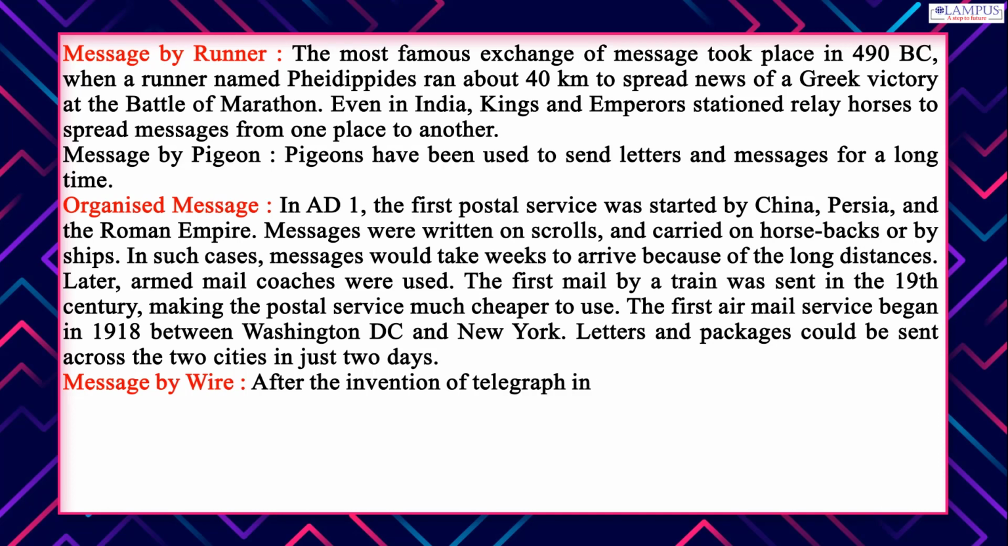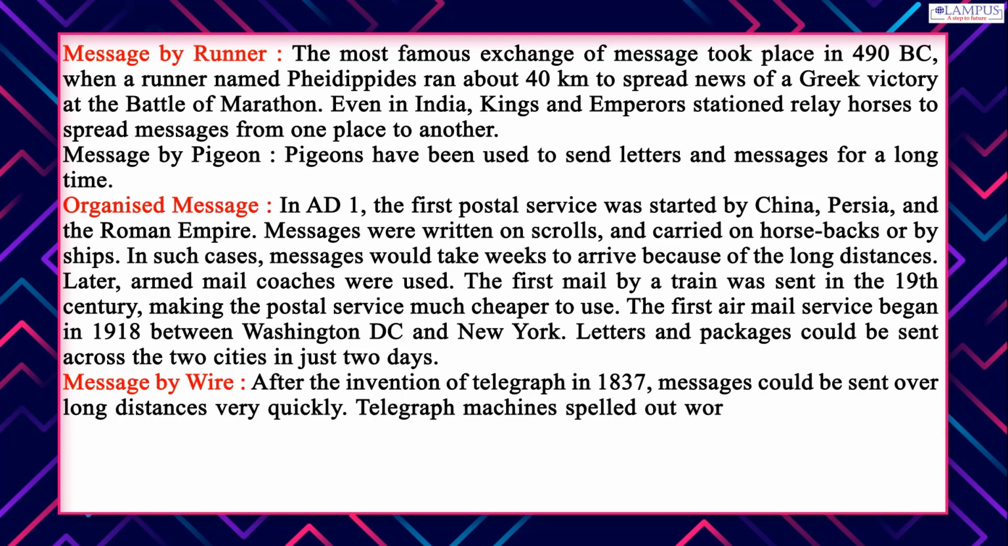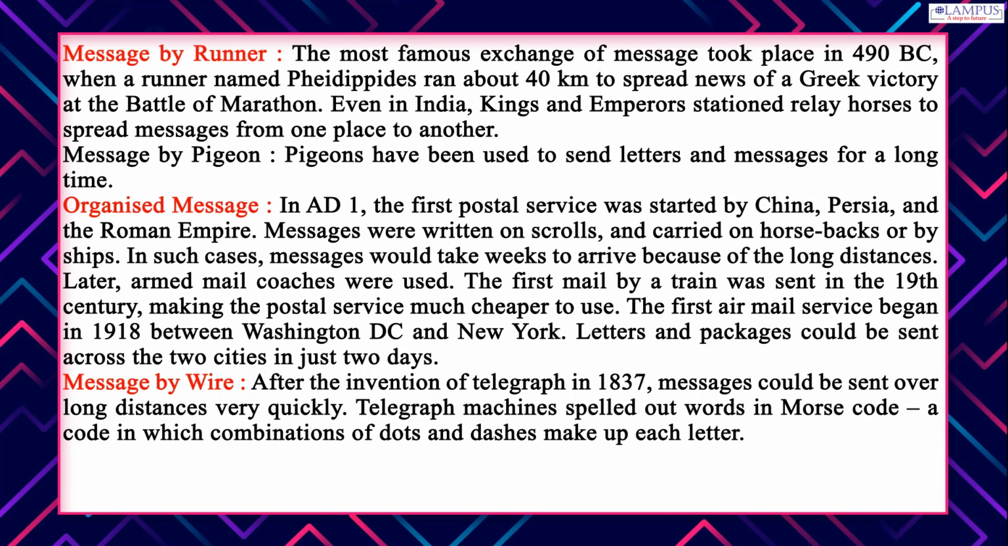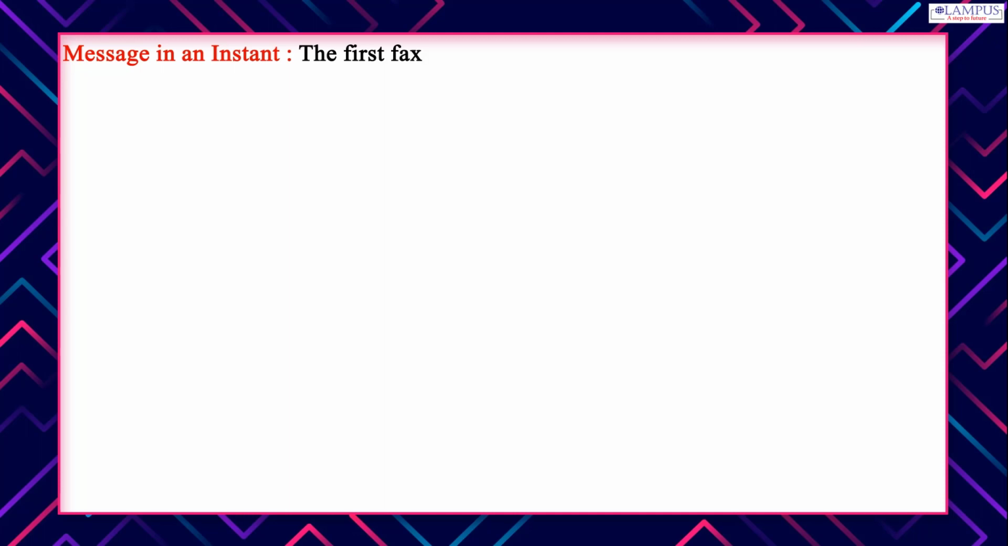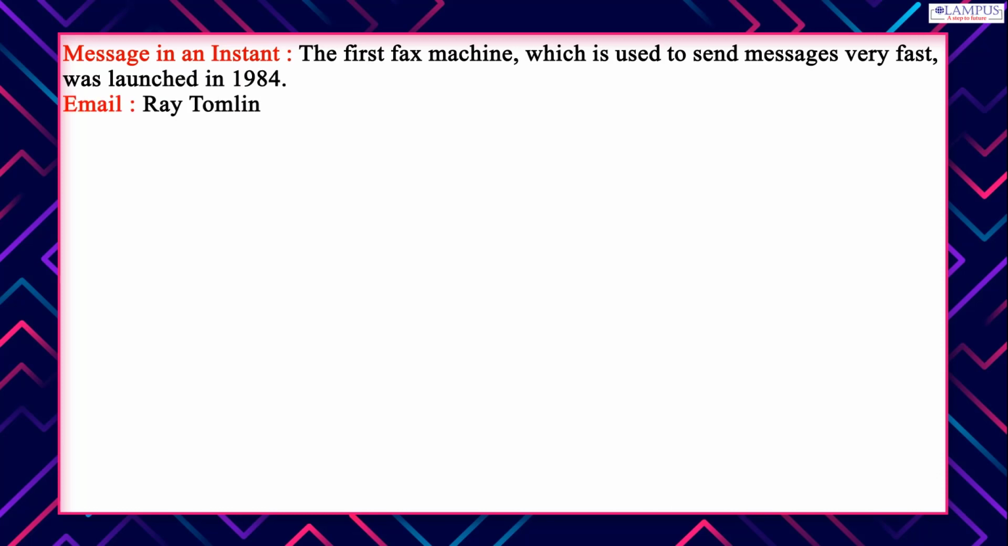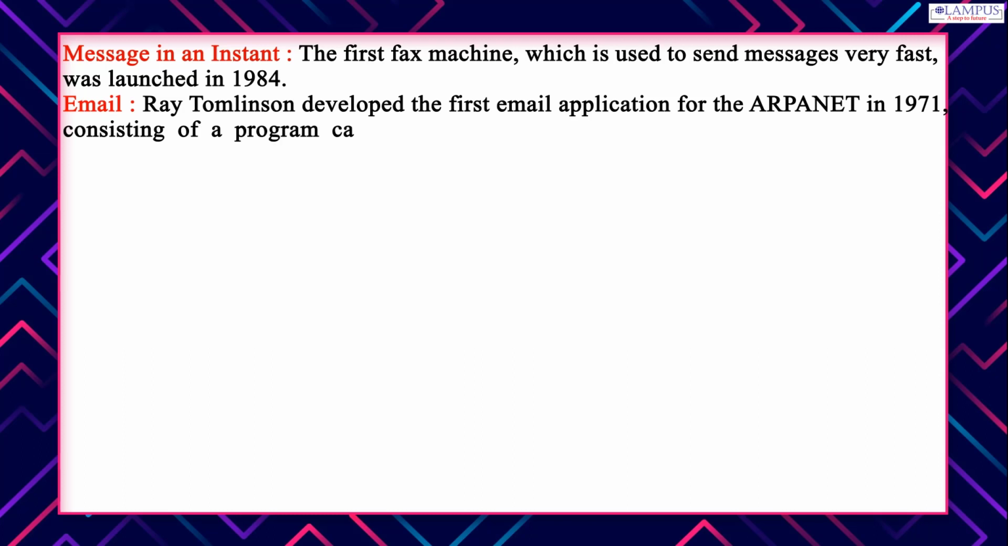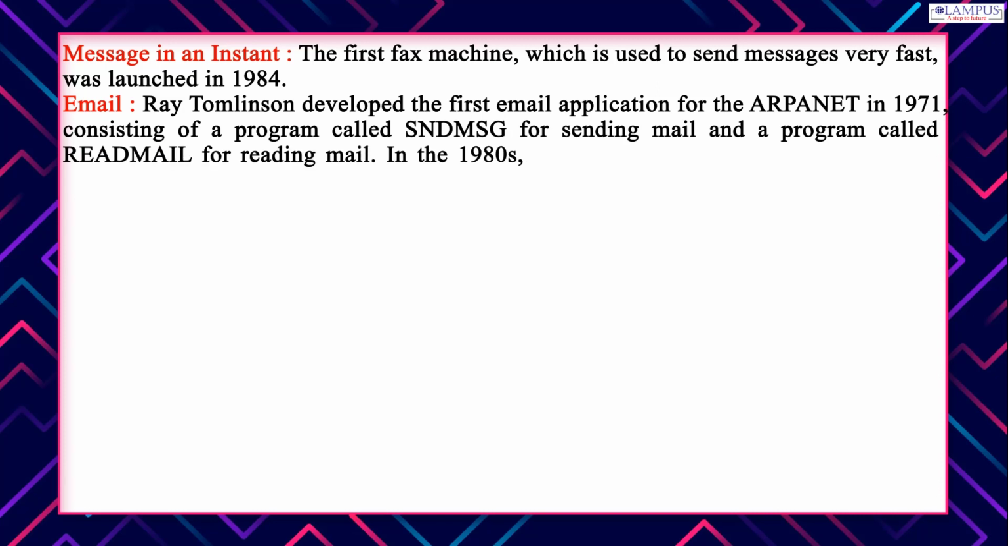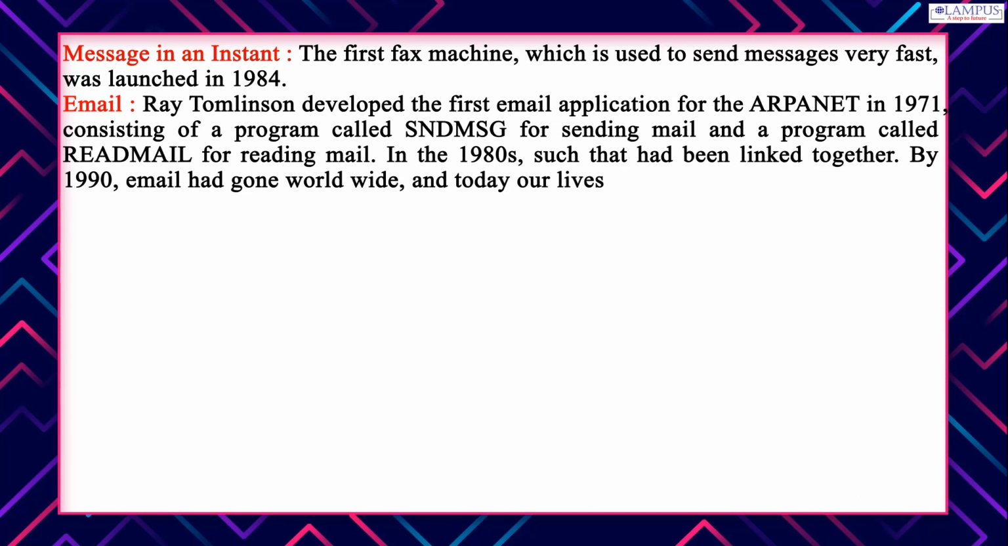Message by wire. After the invention of telegraph in 1837, messages could be sent over long distances very quickly. Telegraph machines spelled out words in Morse code, a code in which combinations of dots and dashes make up each letter. Message in an instant. The first fax machine, which is used to send messages very fast, was launched in 1984. Email. Ray Tomlinson developed the first email application for the ARPANET in 1971, consisting of a program called SNDMSG for sending mail and a program called READMAIL for reading mail. By 1990, email had gone worldwide, and today our lives without email seem incomplete.